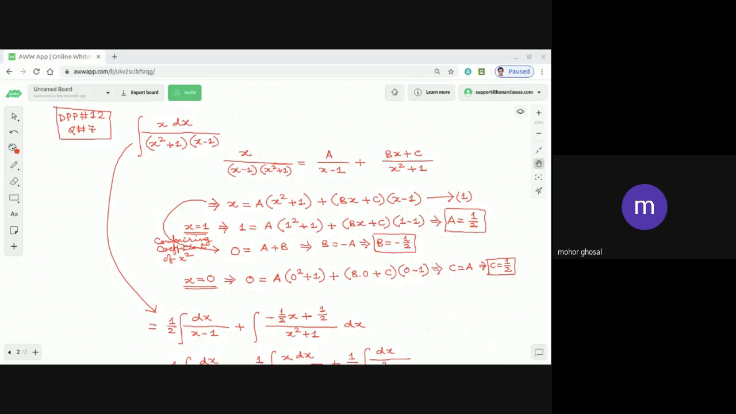I have no other doubt. Absolutely clear in DPP 12, right? Yes. Okay, now let me come to DPP 13. Does no one have any doubt here, dear students, from DPP 12? Okay, then let me come to DPP 13.